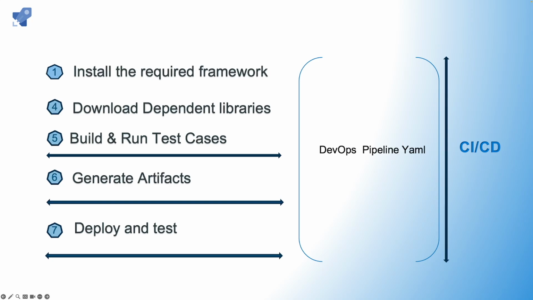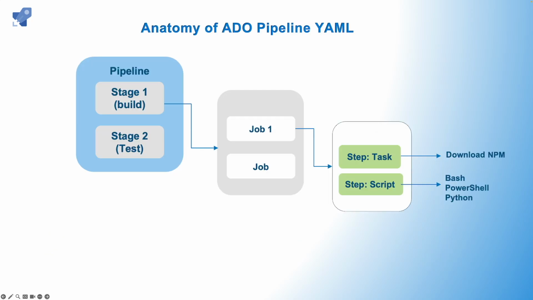Anatomy. A YAML pipeline is hierarchical in nature. At the first level, we have stages. Stages contain jobs and jobs contain tasks.